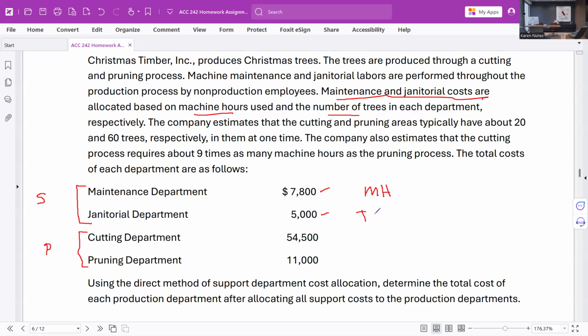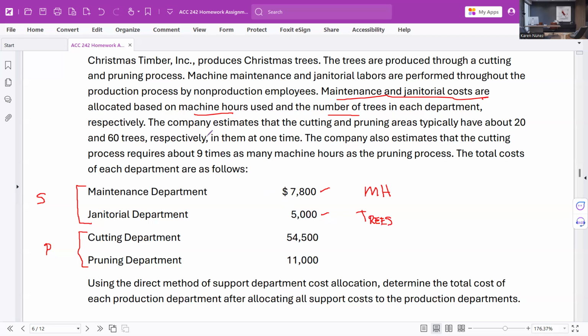So let's see. Let me go ahead and kind of spell this out. It might be difficult to understand what T means. But we have the cost. We have the 7,800 and the 5,000 that need to be allocated. And the first thing I'm going to do is set up a table that just shows the cost drivers that we're going to use to allocate the costs.